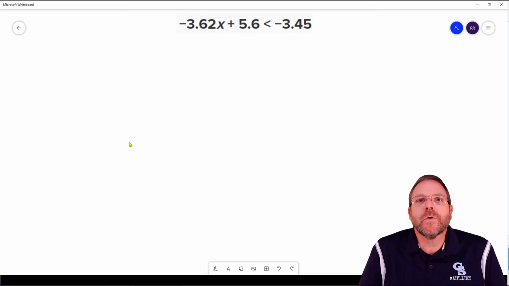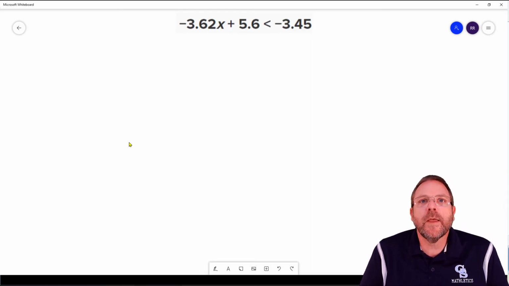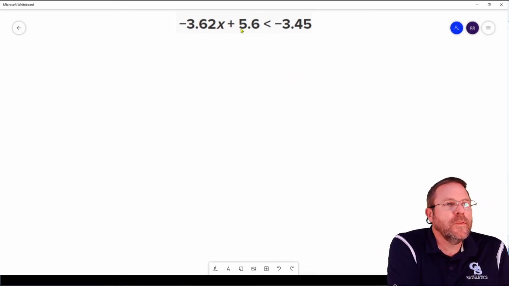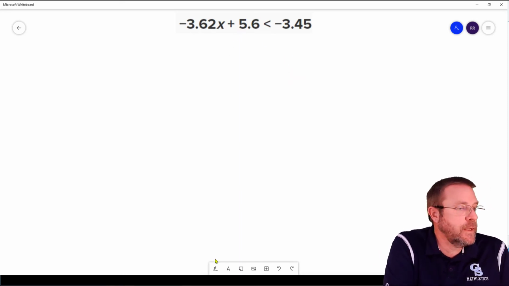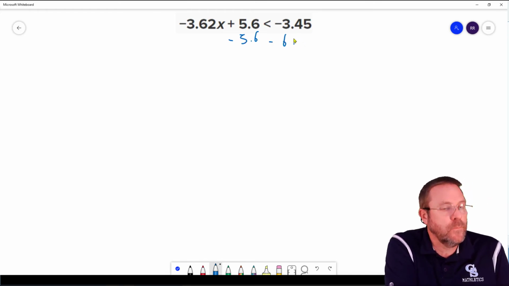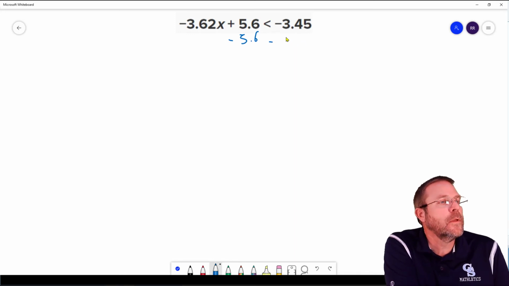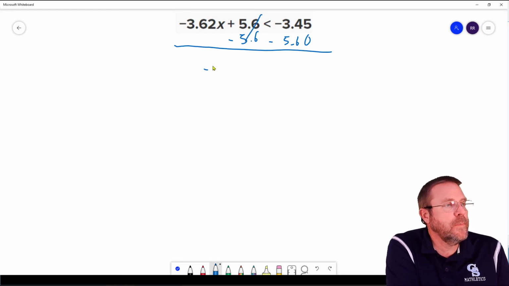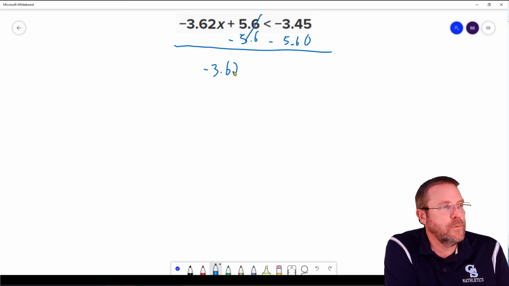All right, it's my turn. Going to start off by undoing addition and subtraction. For this one, 5.6 is adding itself to x. We're going to make that go away by subtracting 5.6 on both sides. Whoops, wrote the wrong number there. 5.60 on the right. These are going to zero each other out, leave me a negative 3.62.